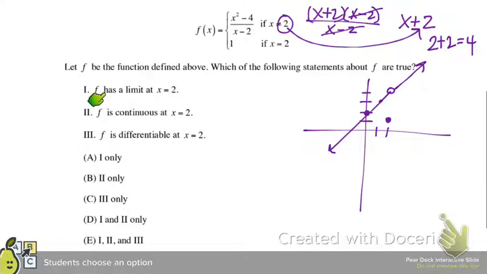Question 1, f has a limit at x equals 2. Yes, f does have a limit at x equals 2. The limit is 4. We just discovered that right here.